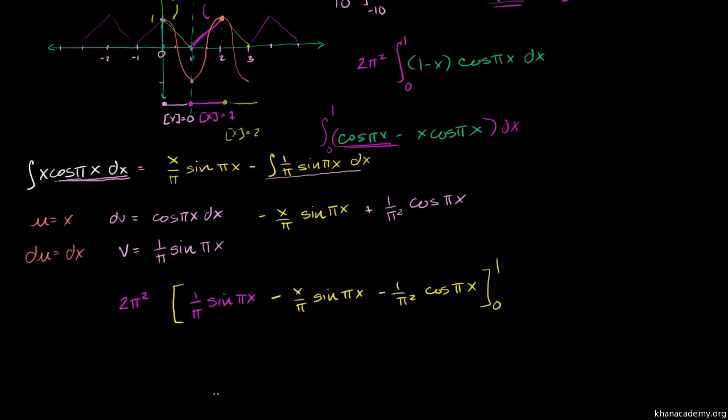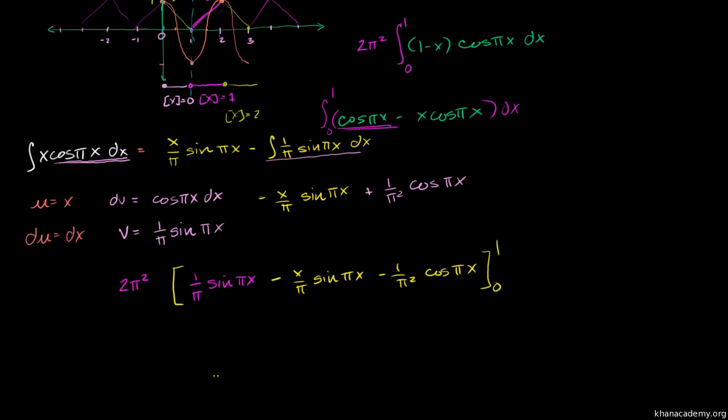So let's evaluate this. So the first thing, we're going to have 1 over pi sine of 1 pi. Sine of 1 pi is 0. So you have 0 minus 1 over pi times sine of 1 pi again. That's again 0. Minus 1 over pi squared cosine of 1 pi. Cosine of pi is negative 1. Negative 1 times negative 1 over pi squared is plus 1 over pi squared. So we've evaluated it at 1.